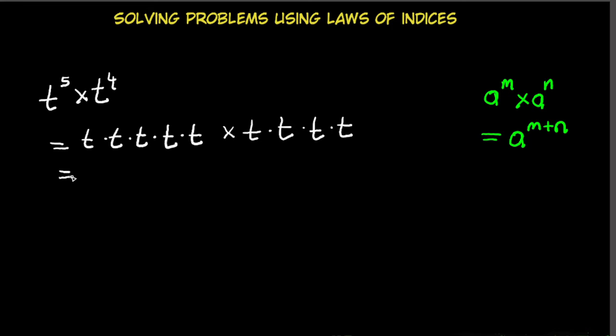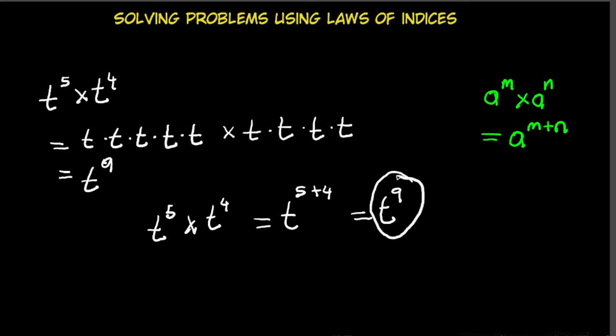Now, what would our answer be? t times t would be t squared, times t cubed, times t to the 4th, times t to the 5th, times t to the 6th, times t to the 7th, times t to the 8th, and times t to the 9th. We have t raised to the 9th power. If we had just done it as t to the 5th times t to the 4th, and we've gone ahead and add the indices, 5 plus 4, we would get t to the 9th power. So either way, it is correct.